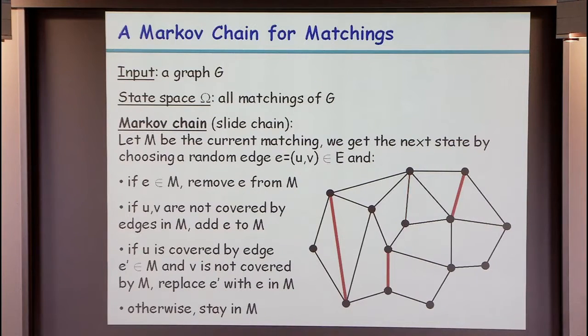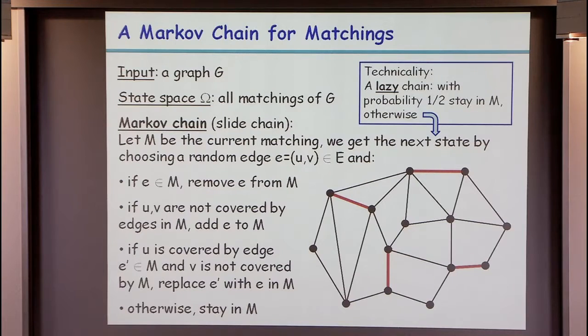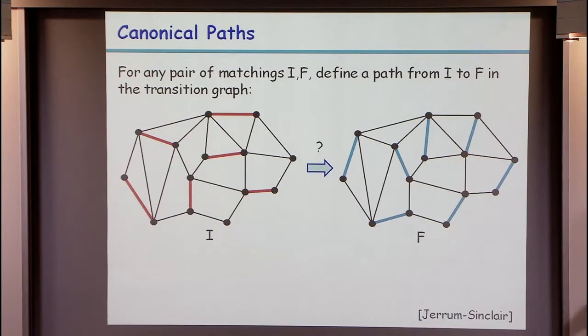And so we can keep doing this for a while. And as a technicality, I'm going to make this chain lazy, so every other step, I'm going to make a step only with probability 1/2. Okay? That's just for the theorem to be applicable.